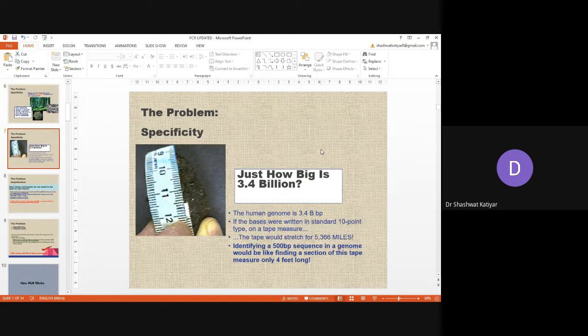The next problem for amplification is that the human genome is 3.5 billion base pairs. If the bases were written in a 10 point scale on a tape measure, that would be 500, 366 miles. So this one is a huge gap. We can identify a 500 base pair sequence in a genome, and that is how we can measure that genome among approximately 3.4 billion bases. That's why we need to amplify that particular genome into a large quantity.